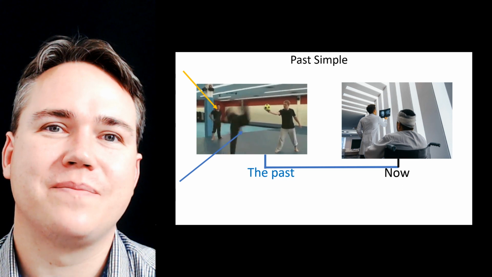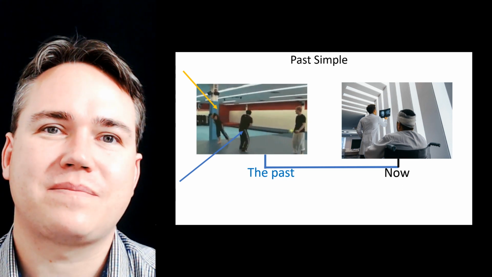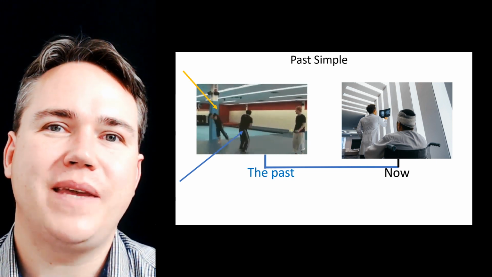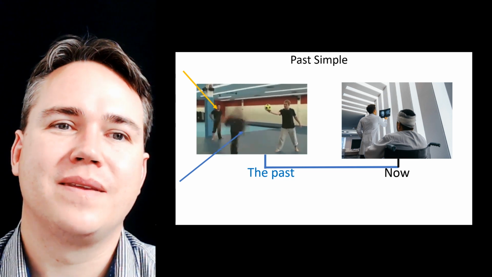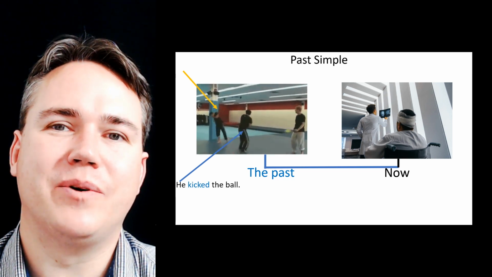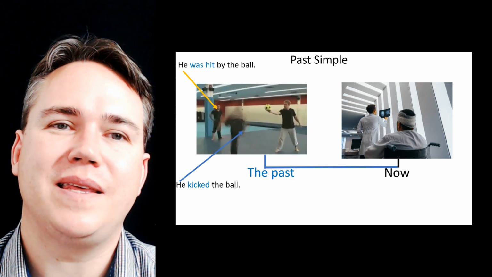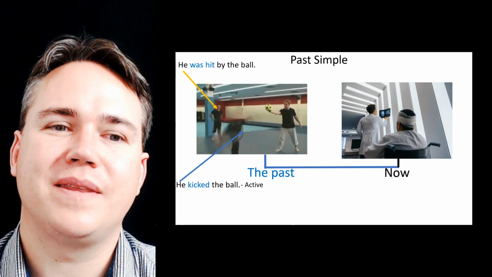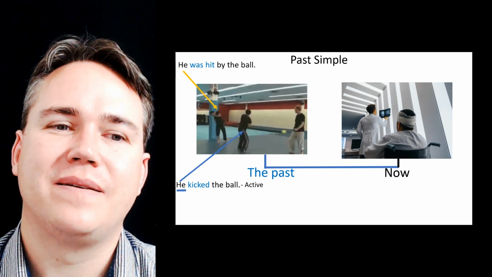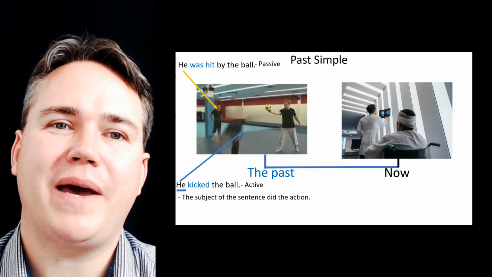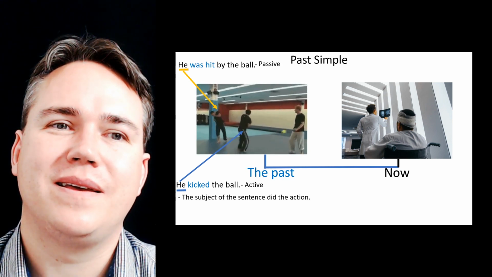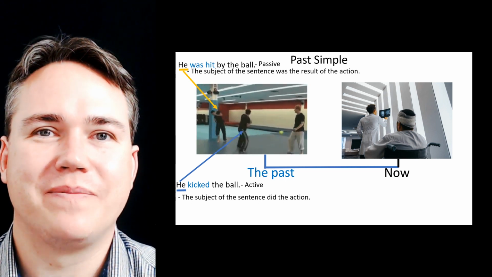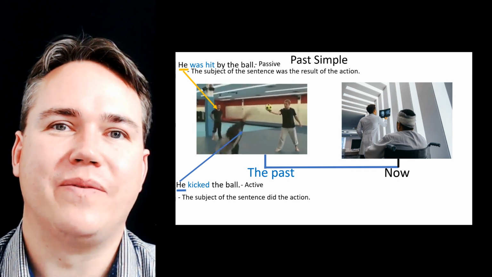Now let's look at this. Past simple. And there's 2 people involved here. One did the action and the other received the action. The person did the action, we say he kicked the ball. And the other person, we say he was hit by the ball. So we have the active, he kicked it, he did the action, and the passive. He didn't do anything, he was a result of the action. And now he's in hospital, getting an x-ray. Poor fellow.